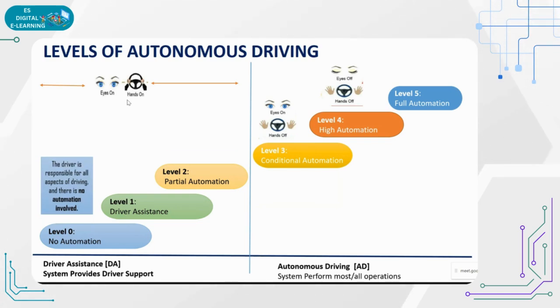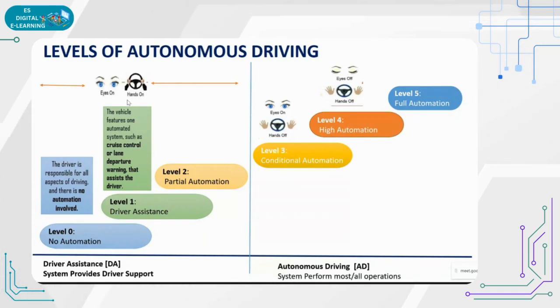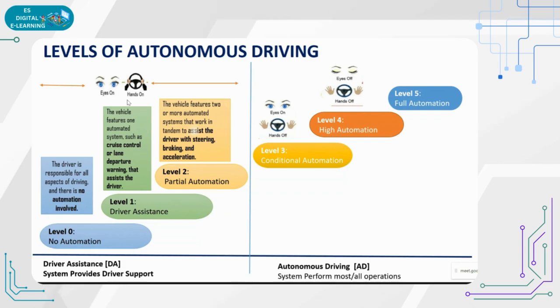Level 0 is where the driver is responsible for all aspects of driving. Here there is no automation. The driver should drive his vehicle. Next is level 1, which requires any one feature for driving the car, like lane departure assistance, but any one thing should be controlled. In level 2, braking and acceleration are controlled automatically, but the driver is still required.